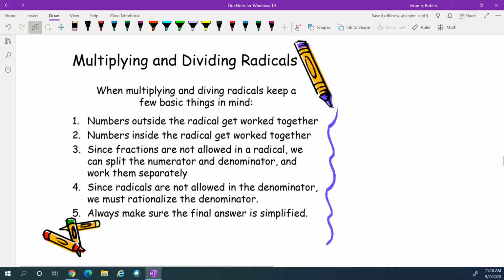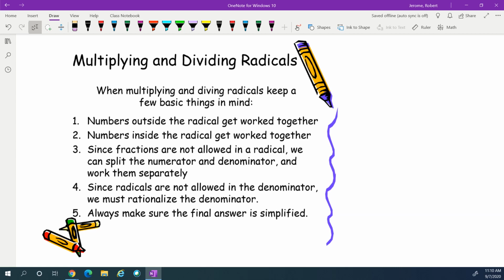So let's move into multiplying and dividing. You can read these rules and this approach, then pause it, read, and then we'll continue. We've already started to see how to multiply things together. If numbers are on the outside, we multiply them together. And if we had numbers on the inside, we multiply them together. We're going to use that same approach. Numbers on the outside work together, numbers on the inside work together. And then we always have to simplify our results.